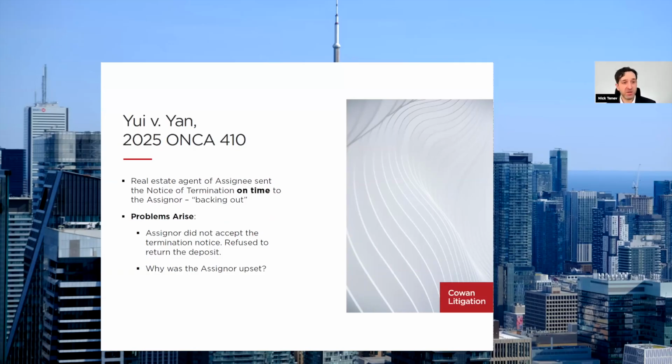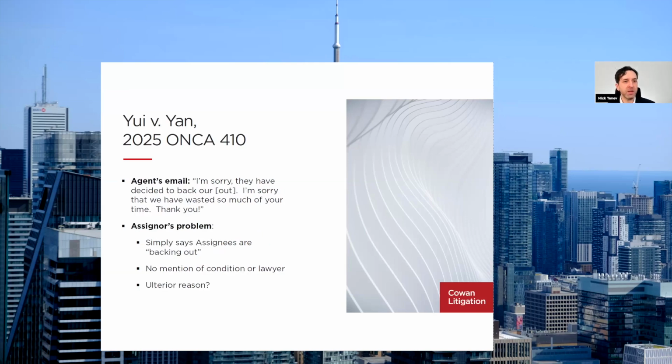So why was the assignor so upset? Because we have this message within the time period. So this is the email from the agent up here. It says, "I'm sorry, they have decided to back out. I'm sorry that we have wasted so much of your time. Thank you." So kind of a pretty general, vague email. And that's kind of why the assignor had a problem with it.